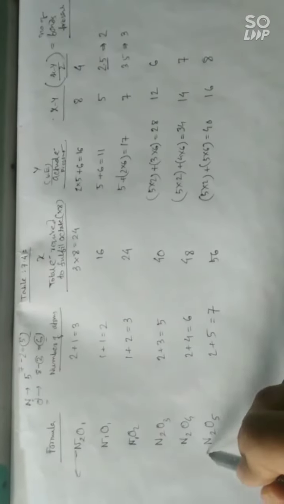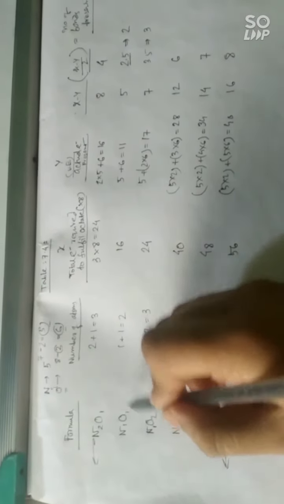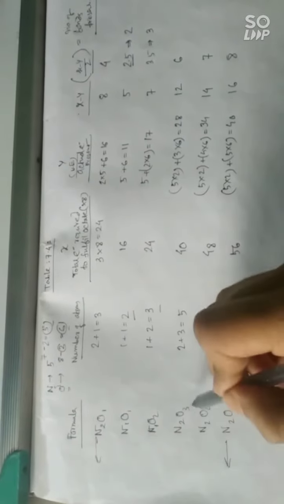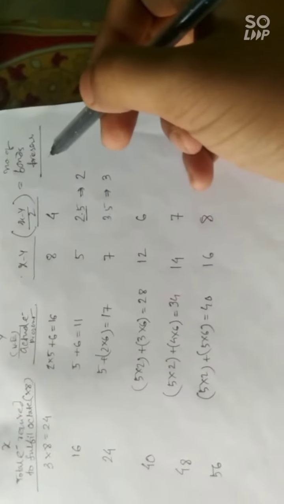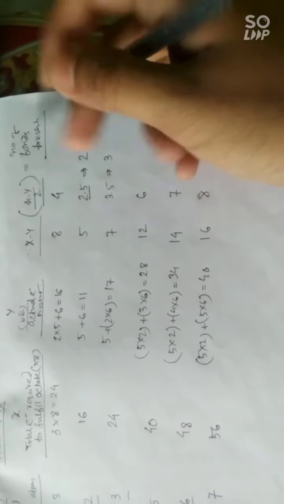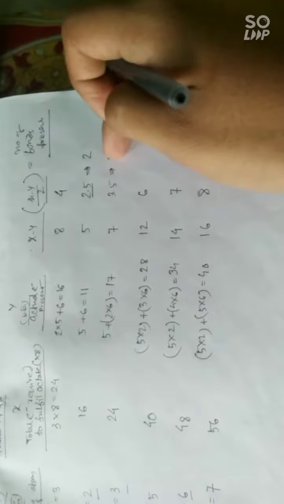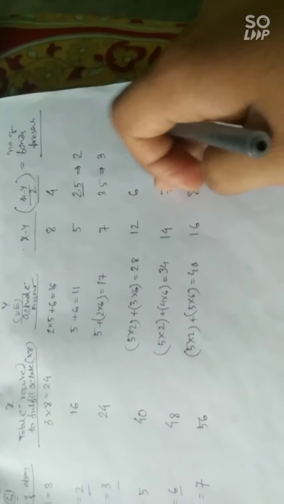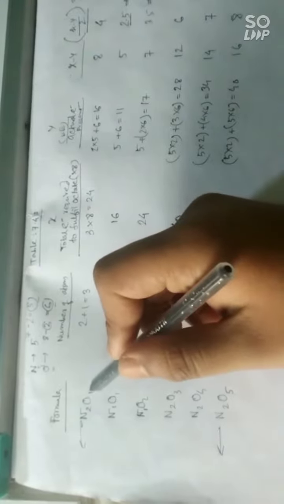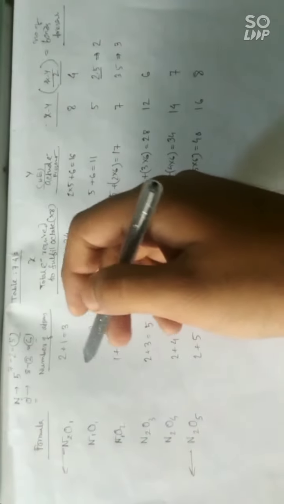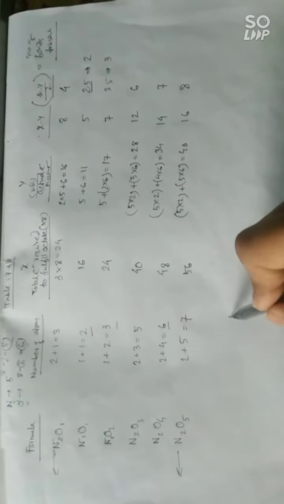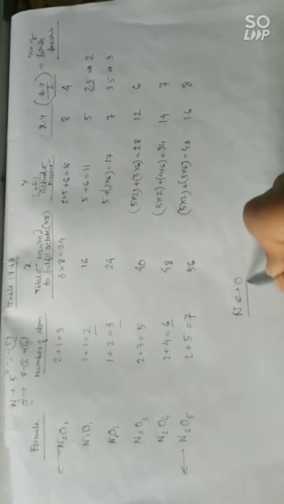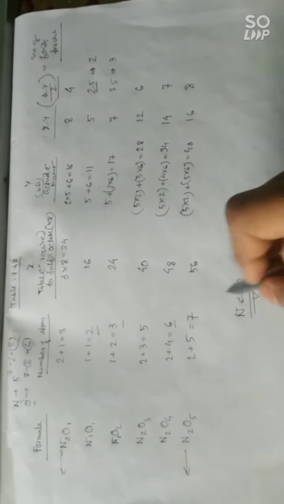And here I tell you a trick. Except these, add the numbers 1, 1, 2, 1, 2, 3, 2, 3, 5, 2, 4, 6. Now you have come to know the numbers of bonds present. With this trick you can easily calculate the number of bonds present between nitrogen and oxygen, just looking at these structures, without doing this much work.